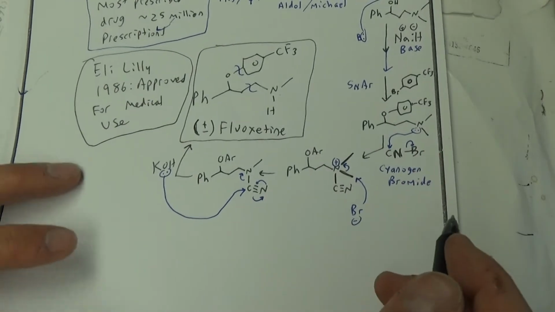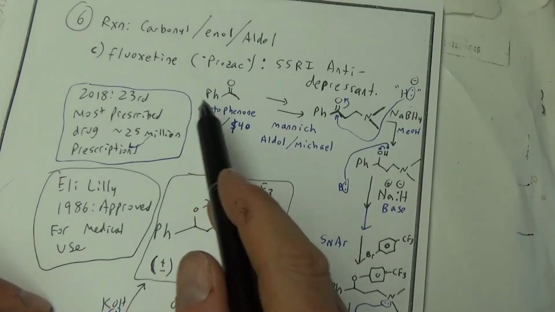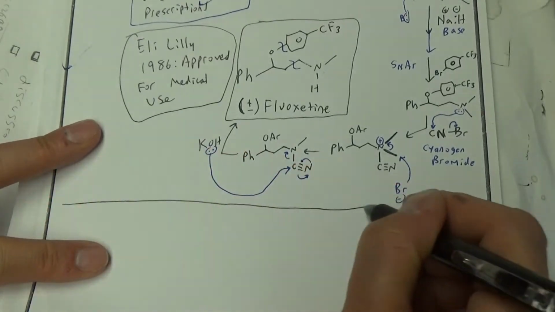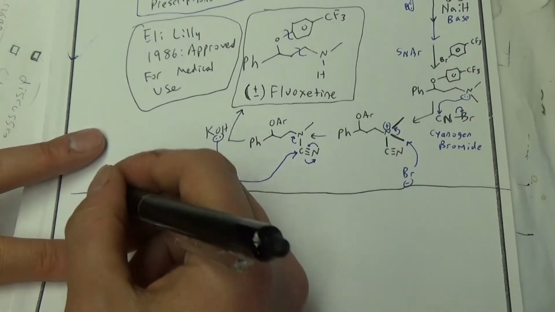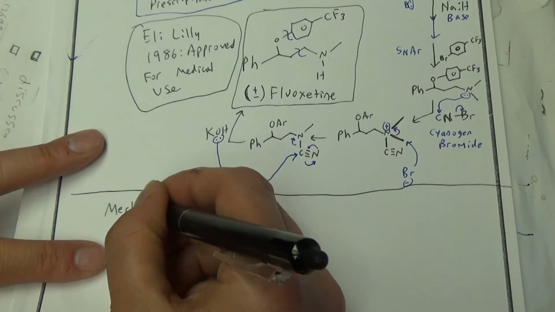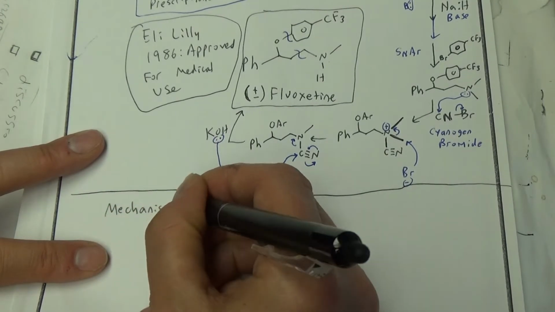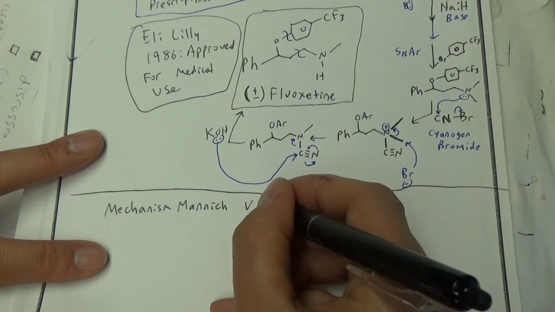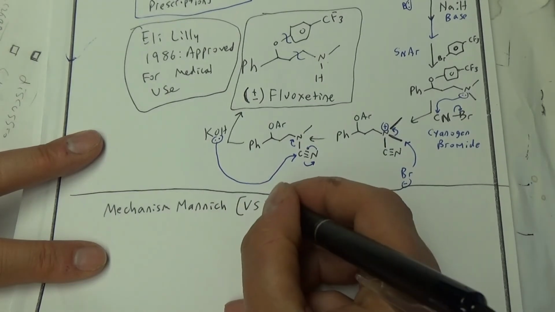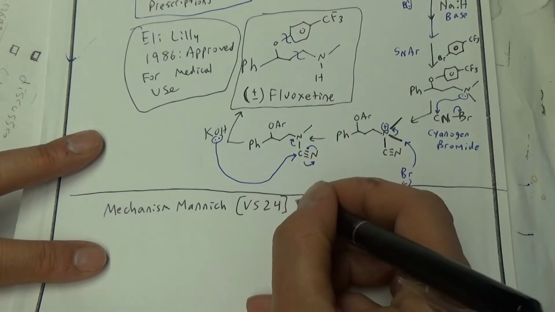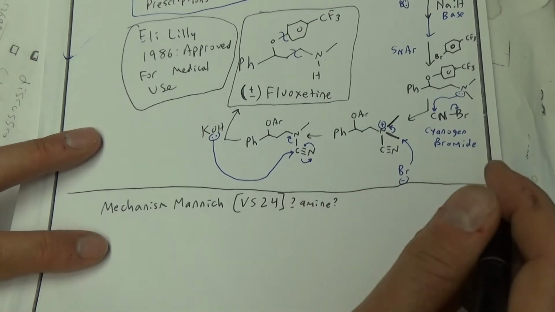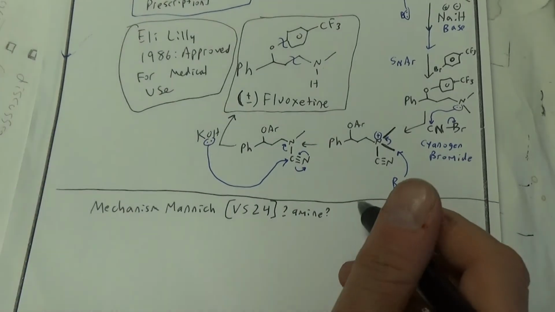Alright, so first the Mannich. The Mannich was really the first step. Mechanism of the Mannich. I want to say it is one of the latter Wollhardt short chapters, maybe 24, the amine chapter, question mark. It's one of those later ones. You can look in the index if you do want to research this a little bit more.